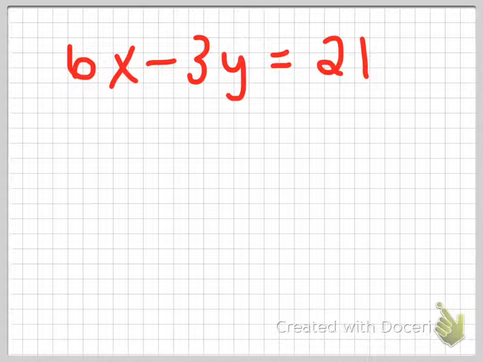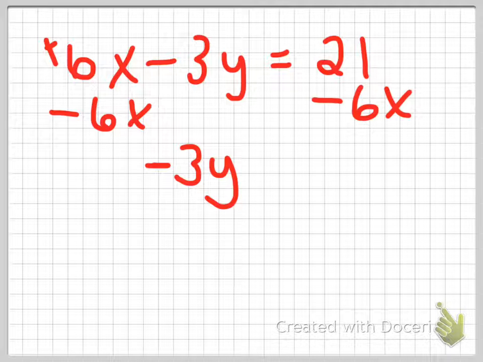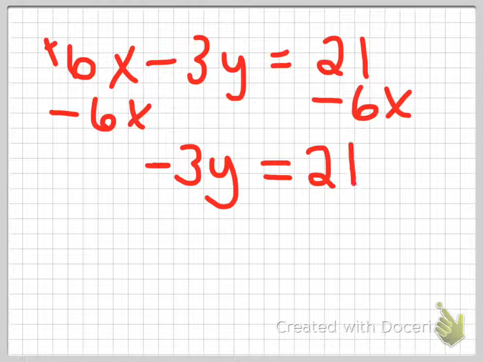First, I'm going to subtract 6x from both sides. I'm going to subtract 6x because this was a positive 6x. When I subtract 6x from 6x, I zero it out. And on the left side, I'm left with just the negative 3y. On the right side, I have the 21, and I have to do to the right side of the equation what I did to the left. I subtracted 6x on the left, so I now have to show a subtract 6x on the right.